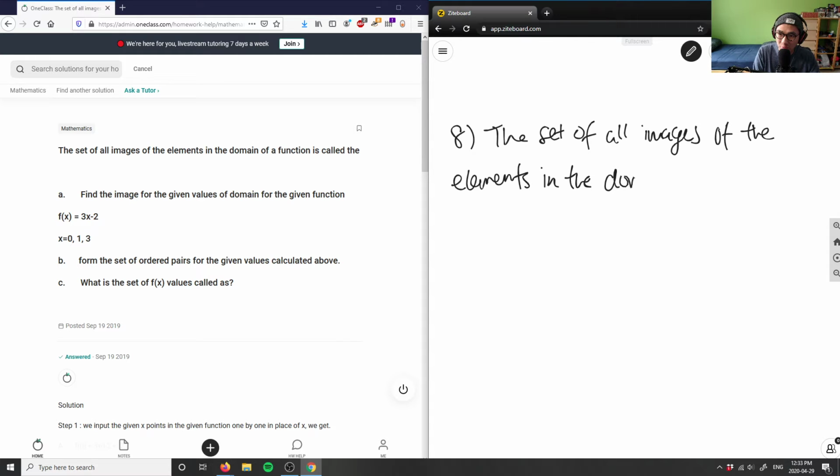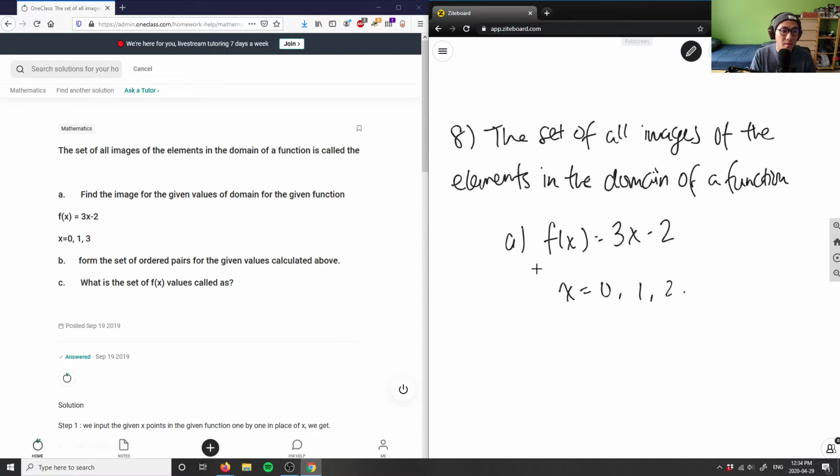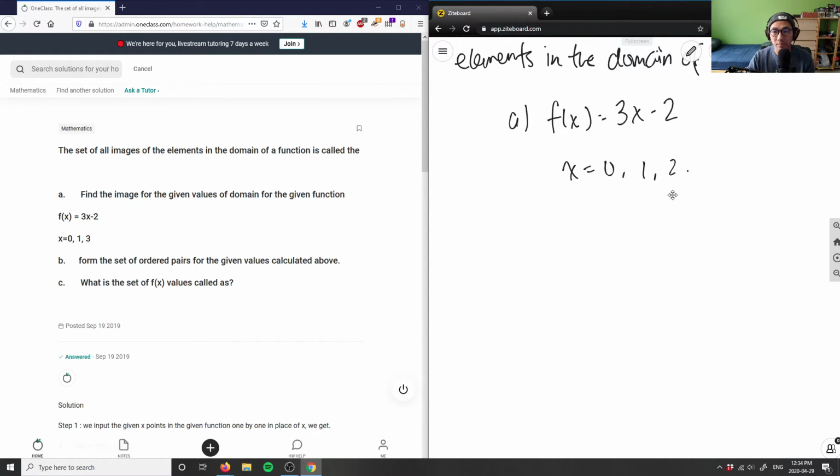and it says here, A says find the image for given values of the domain for the given function. So I have f of x equals 3x minus 2, where x equals 0, 1, and 2. And it says form the ordered pairs, and then what is the set of the f of x values called. So what I can do is simply plug this in algebraically to solve for the domain and range, right?